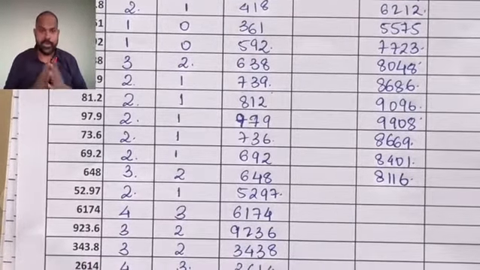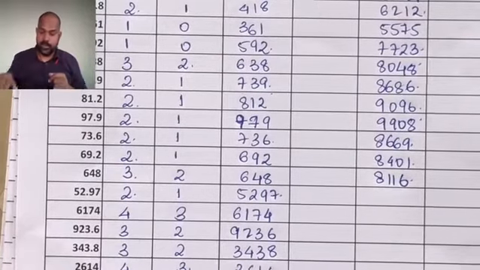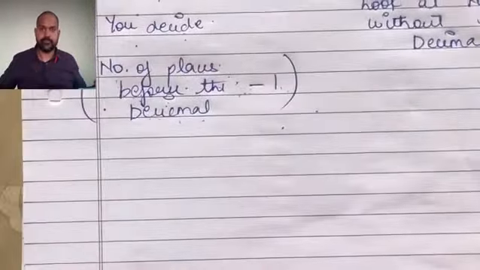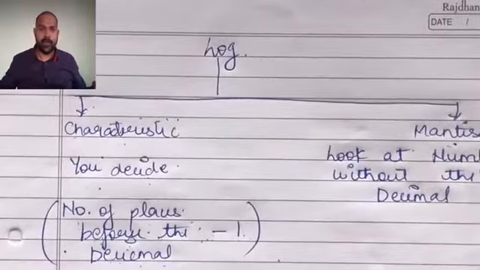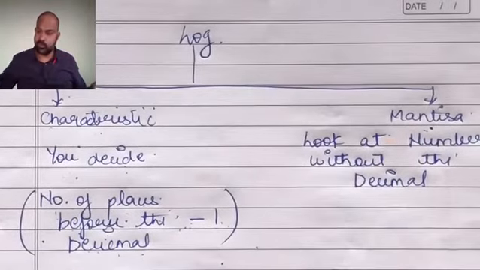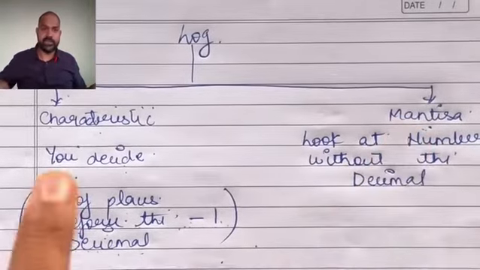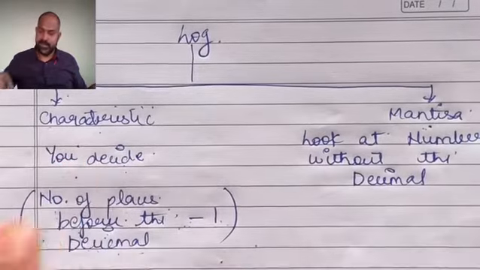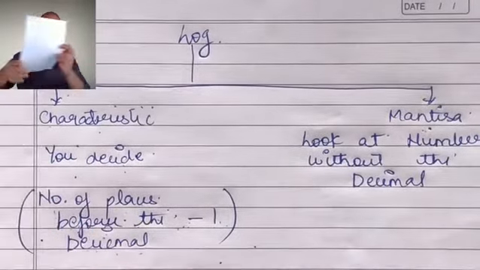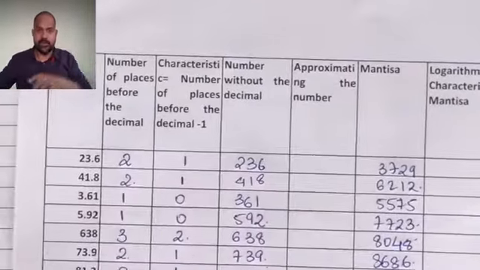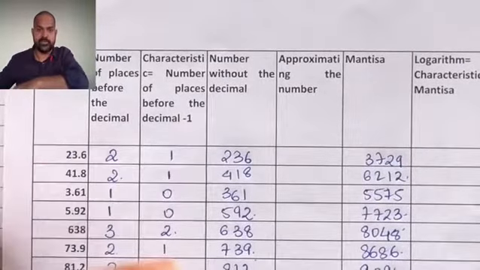I'm going to do a quick recap. Log of a number has two parts. One part is called the characteristic while the other is called the mantissa. The characteristic you decide. What do you mean by you decide? It is the number of places before the decimal minus 1. So characteristic is number of places before the decimal minus 1.